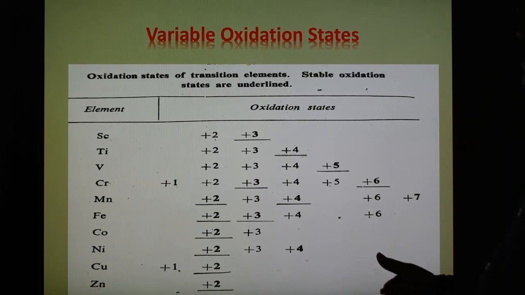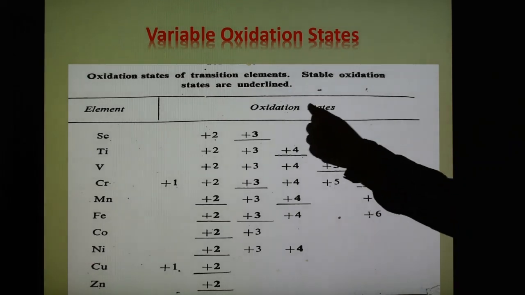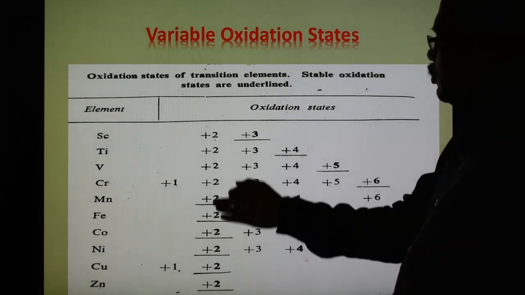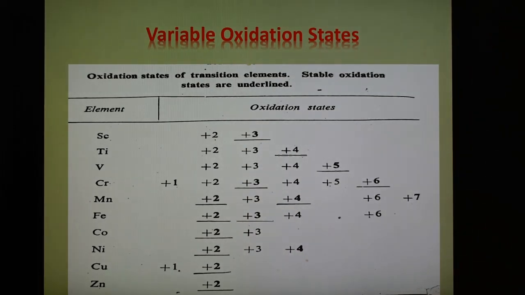Now from this table we can note some important points. There is a minimum oxidation state and a maximum oxidation state. In the case of chromium and copper, they show +1 as the minimum oxidation state, and for the other elements +2 is the minimum oxidation state. The maximum oxidation state is shown by manganese, and it is +7. So manganese shows different oxidation states: +2, +3, +4, +6, +7.